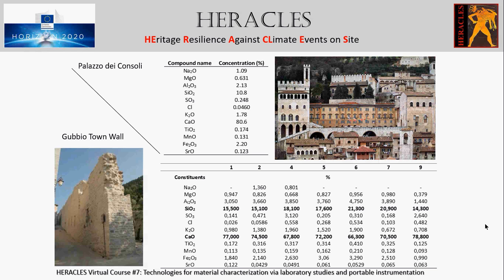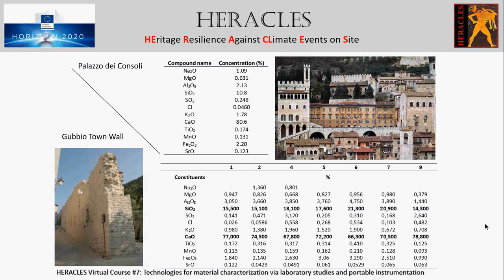From the case studies of the HERACLES project, we can see here the resulting analysis from the Palazzo dei Consoli in Gubbio and the Gubbio town wall. Mortars from these monuments have been studied, and their chemical composition allows for an evaluation of the concentration of the different elements identified. These results were the object of a publication in the journal Heritage, and the correlation could be found between the different types of mortars that were recovered from these monuments.